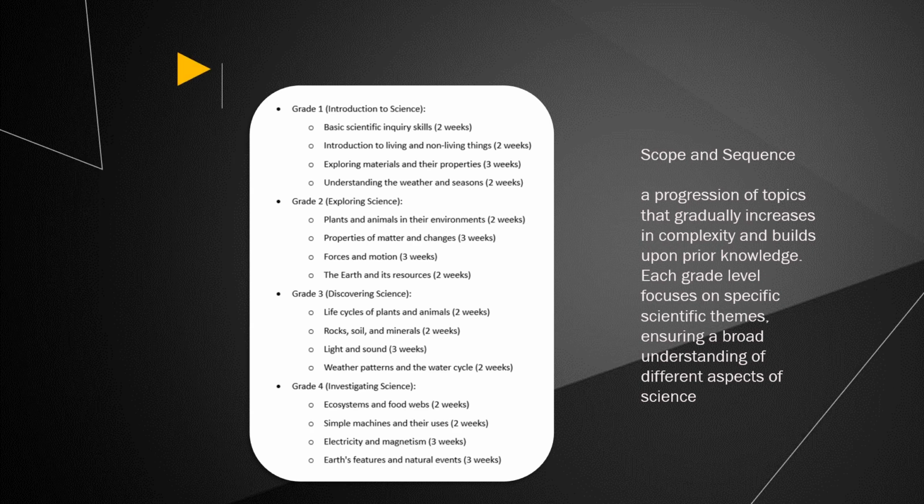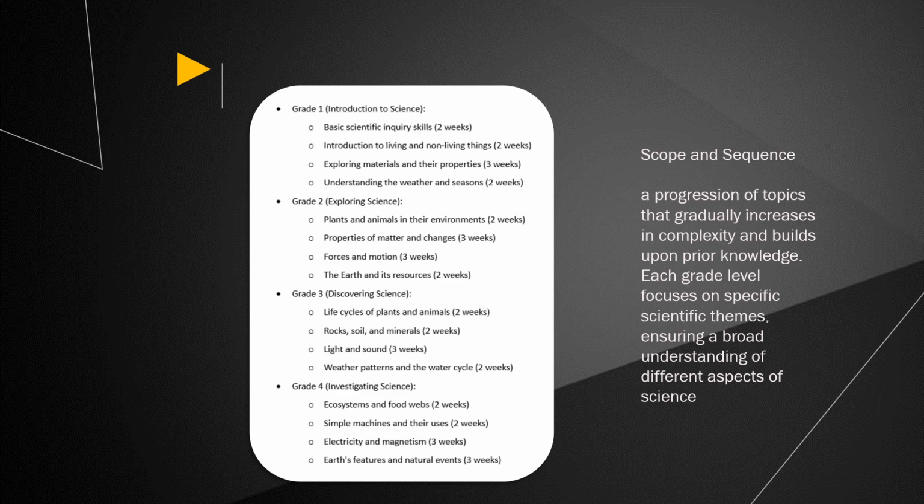Here are some examples of how curriculum developers might determine the scope and sequence of topics in a primary school science curriculum. In this example, the curriculum developers have designed a progression of topics that gradually increases in complexity and builds upon prior knowledge. Each grade level focuses on specific scientific themes, ensuring a broad understanding of different aspects of science.